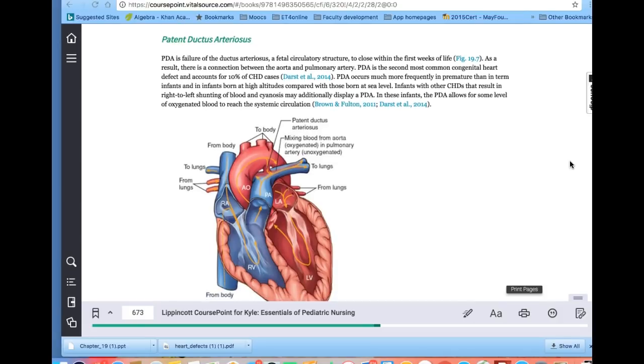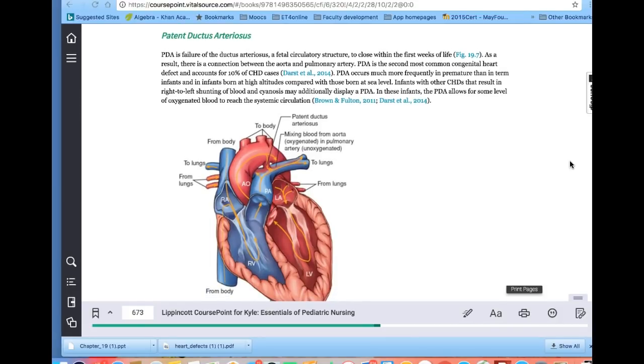All right, and a PDA is failure of that ductus arteriosus, which is present at birth and all during fetal development. It doesn't close, okay? Now, some of the defects, like I said, we want that PDA to stay open. So they'll use prostaglandins to keep it open in order for the baby to have some sort of oxygenated blood. In other cases, when they want it to close, then they'll use indomethacin.